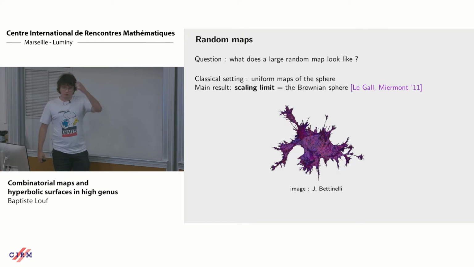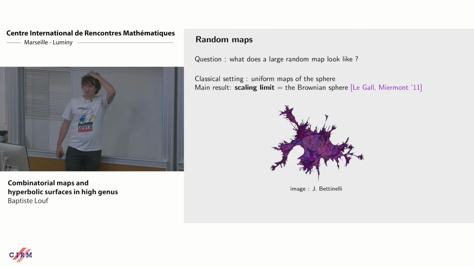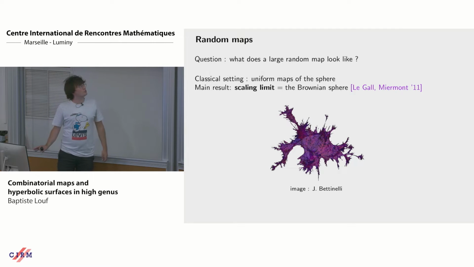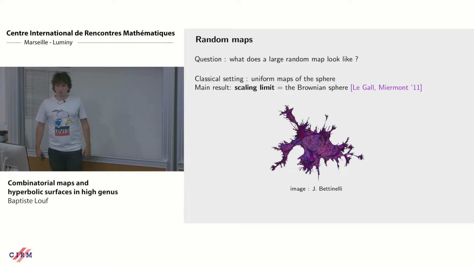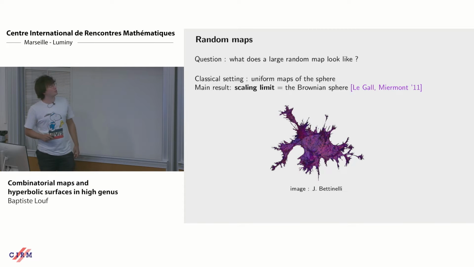So today I'm going to talk to you about random maps. Guillaume has made, again, a very good introduction about all of this. So the rough question is always, what does a large random map look like? And then depending on what you want to study, you make these words more precise. Large is just always the number of polygons that constitute your maps.